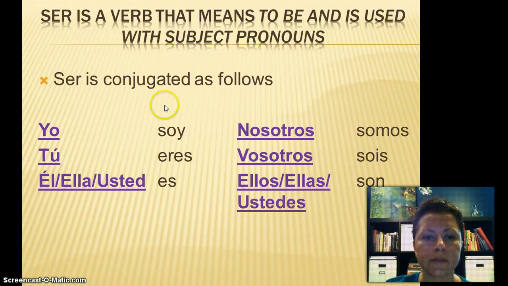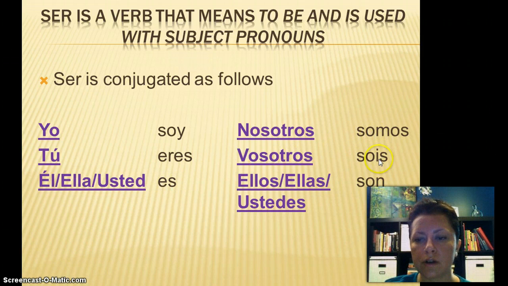So the verb ser is conjugated as soy, I am, eres, you are, es, he or she is or it is, somos, we are, sois, you all are, y son, you all are.